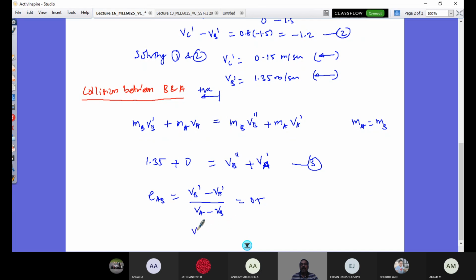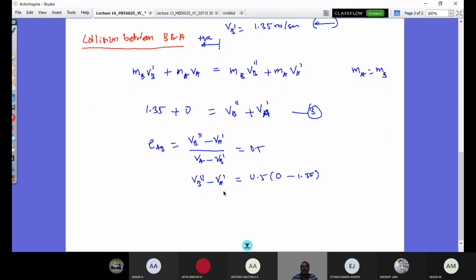So I would have now the equation VB dash minus VA dash equals 0.5 into VA minus VB, and this is VB double prime, because this is the approach velocity, the relative velocity between these, right? So here it is double prime, known, and 0.5 into VA, with VA initially zero, minus VB, which is 1.35. If I deduce this, it is the equation VB double dash minus VA dash equals 0.5 into 0.5 into 1.35, that's equal to minus 0.675. That's equation number four.